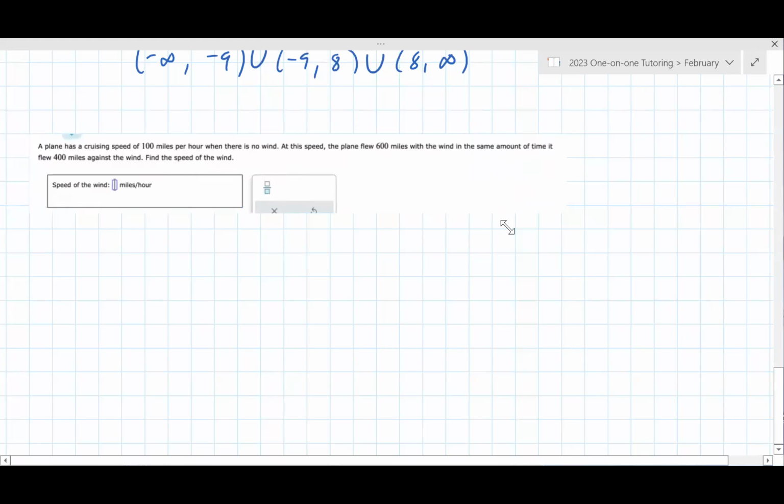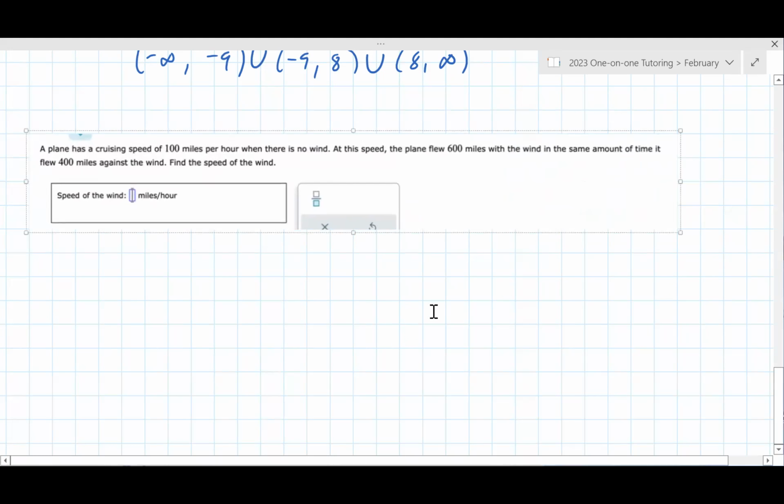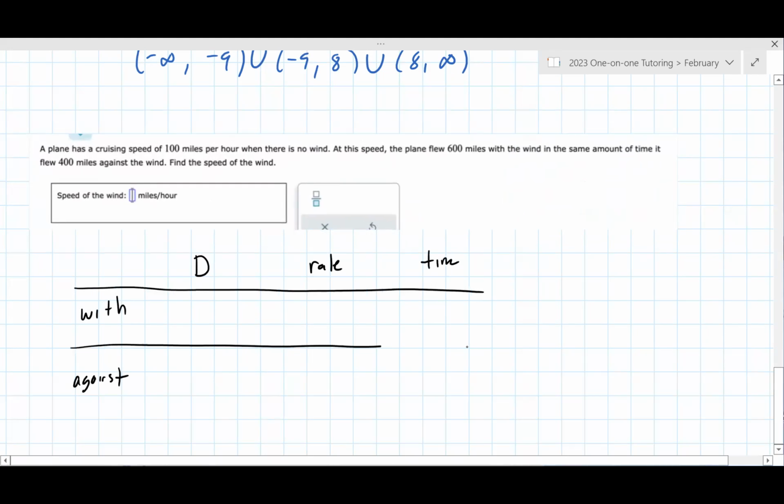All right, so we've got a plane with a cruising speed of 100 miles per hour when there's no wind. At this speed, the plane flew 600 miles with the wind, the same amount of time it flew 400 miles against the wind. So we've got with and against, distance, rate, and time.